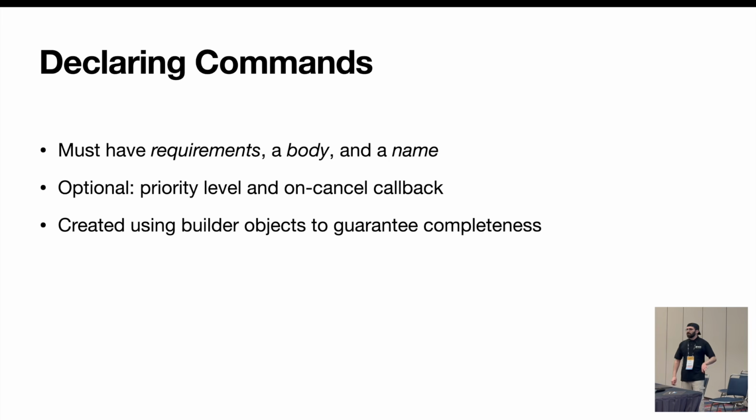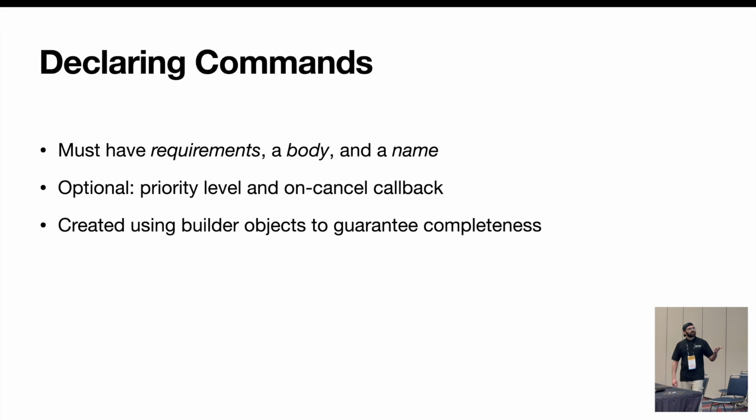When you declare a command, the command must have requirements. That can be an empty set or a set of one or more items. It needs to have a body. That's the function that you want to execute, that gets passed to the coroutine. The coroutine will then run that in the background. And it has to have a name, and that name is really for telemetry so that you can debug your programs.